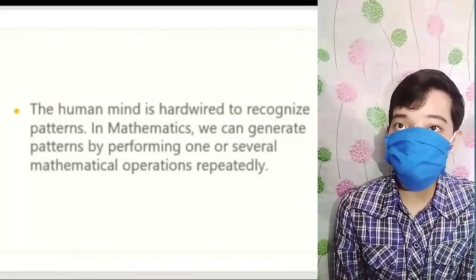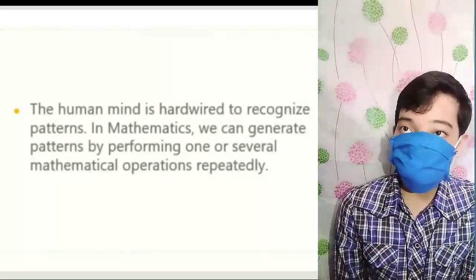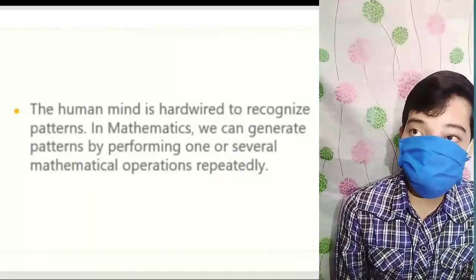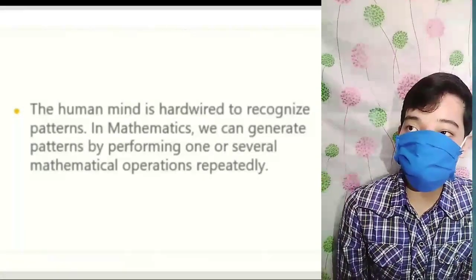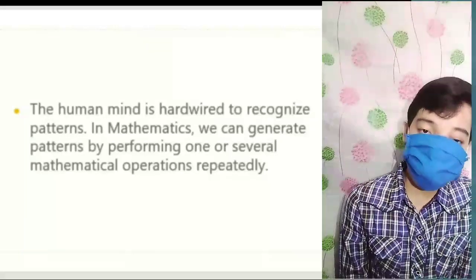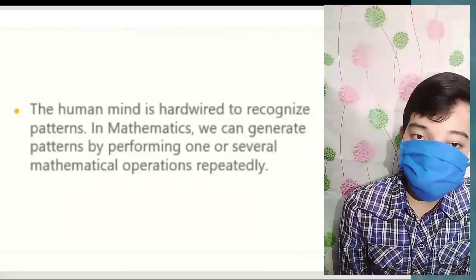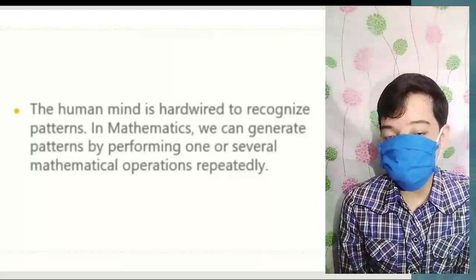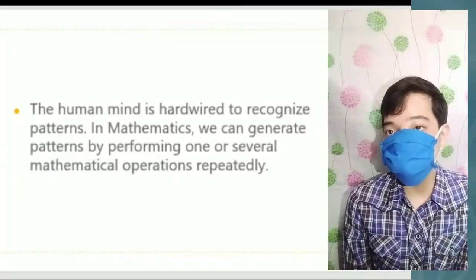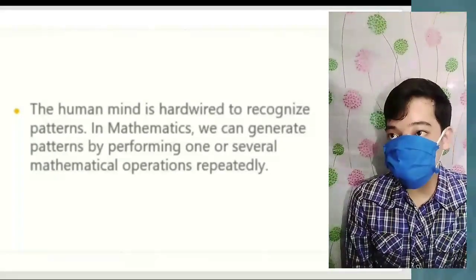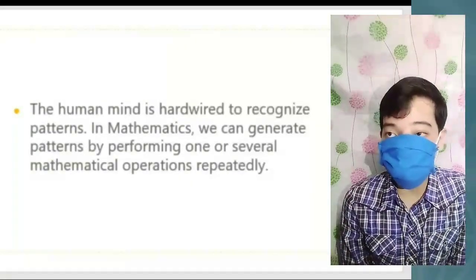As we remember in our previous lesson, nature is also recognized through patterns. As a human being perceives an object, he recognizes it as a pattern, so we can generate patterns by performing one or several mathematical operations repeatedly. It is not only about generating patterns, but as we observe those patterns, we can also understand the mathematical operation continuously.